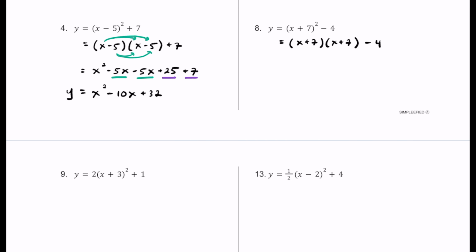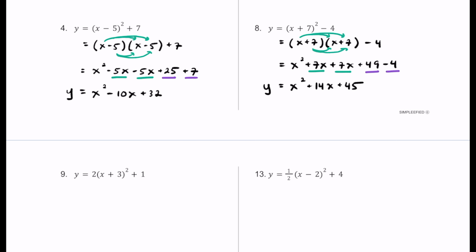And then we're going to take away 4 afterwards. Let's see, this x is going to multiply by this x, then it's going to multiply by 7. Then the 7 here gets to go times x, then times 7. So multiplying this out, we get x squared plus 7x plus another 7x plus 49 minus 4. 7x and 7x are going to double up as usual, and then this 49 minus 4 is what we're going to combine at the end. So we're going to get x squared plus 14x plus 45. That's our equation in standard form where a is 1, b is 14, and c is positive 45.